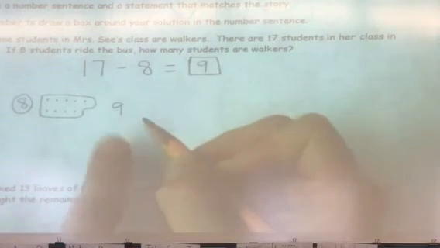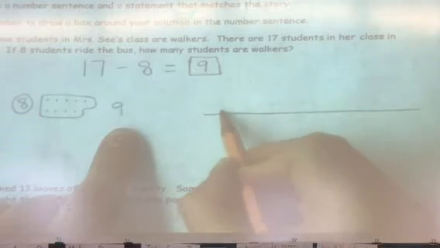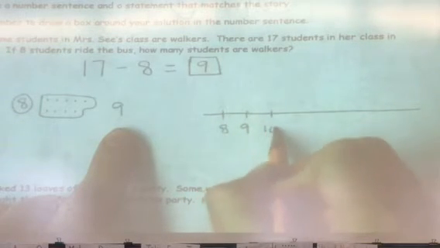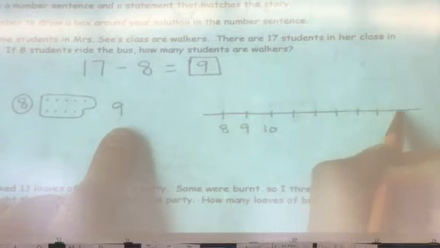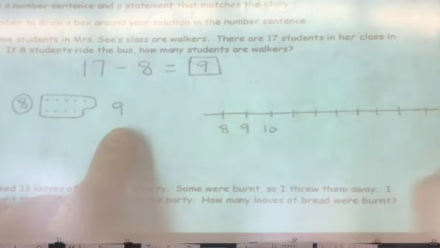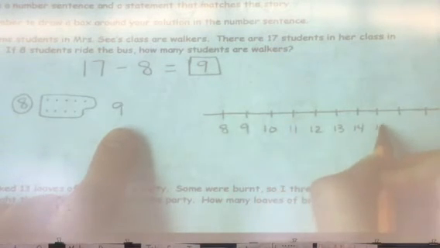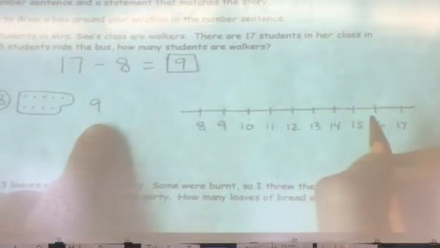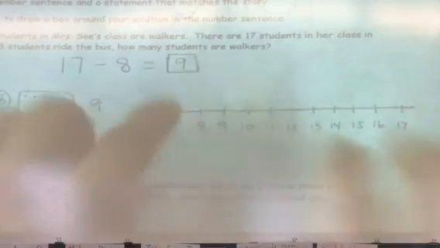What's another way that I could do this? I could solve this by using a number line. I could start here at 8, 9, 10, 11, 12, 13, 14, 15, 16, 17. I don't have to put all these numbers in there, but they definitely help give me a little bit more information for my reader.